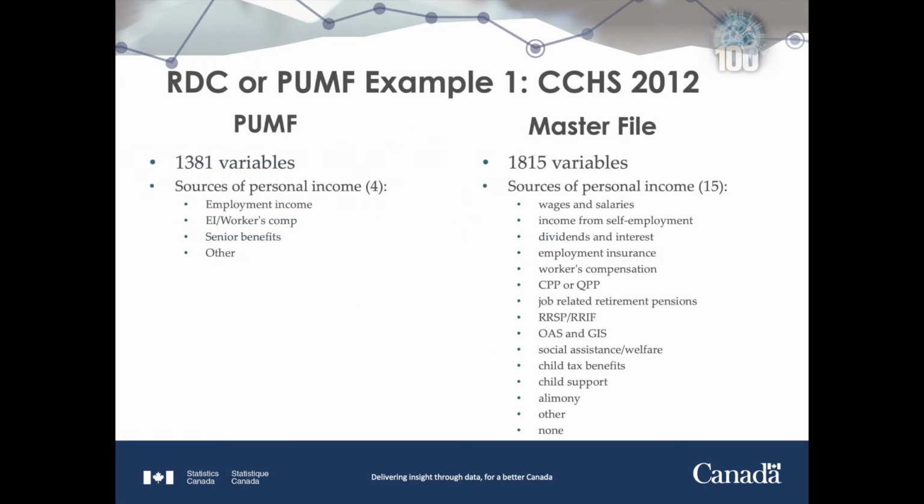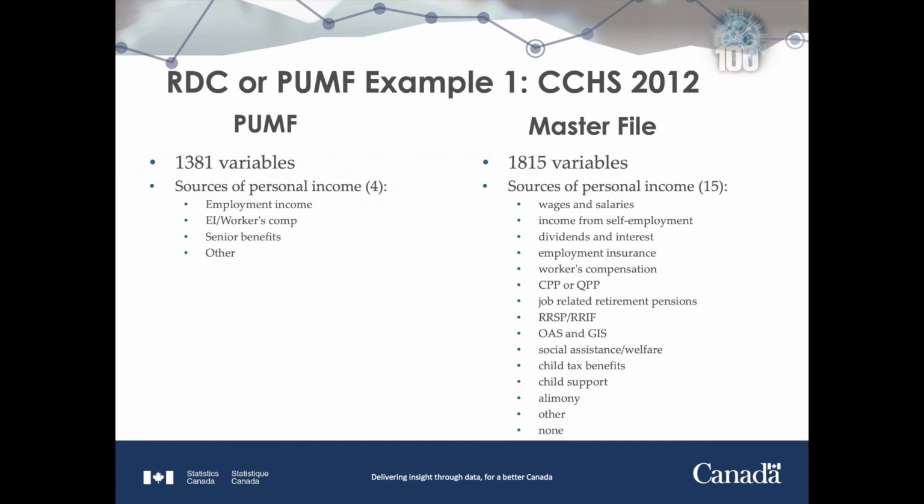The following 2 slides provide examples to illustrate the differences between public use microdata files and RDC master files. In the Canadian Community Health Survey, or CCHS, only 1,381 of the 1,815 variables are included in the dataset. Limited information on each variable is included. For example, of the 15 sources of personal income, only 4 are available in the public dataset. If your research was looking at general sources of personal income, this may not be an issue. You might be able to use the public dataset.